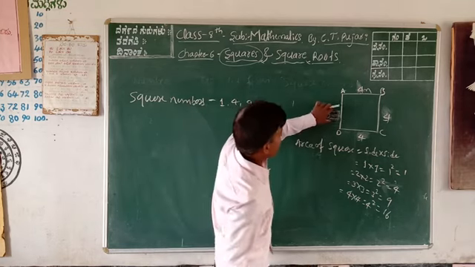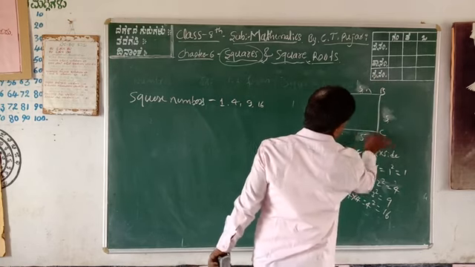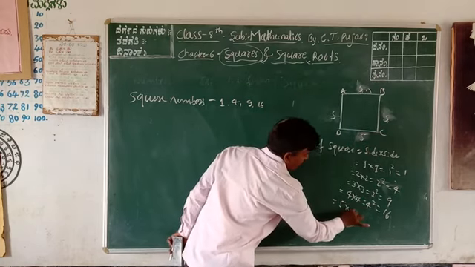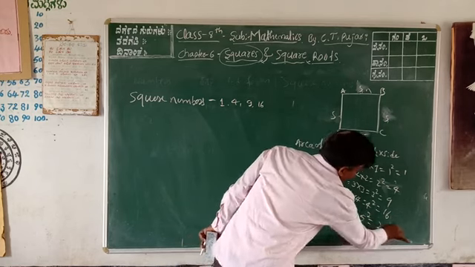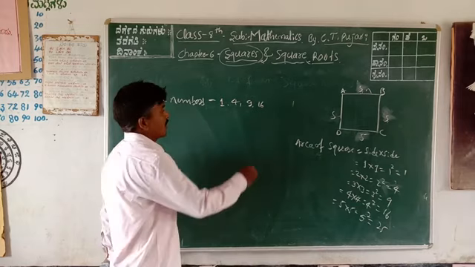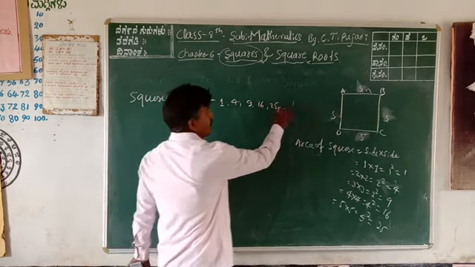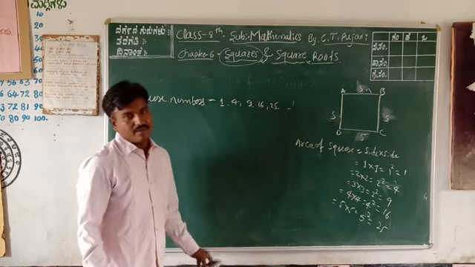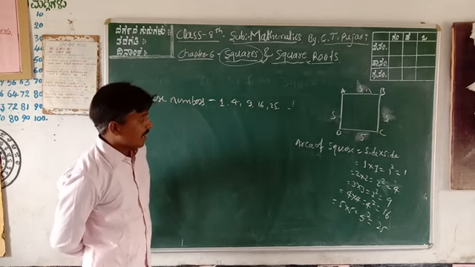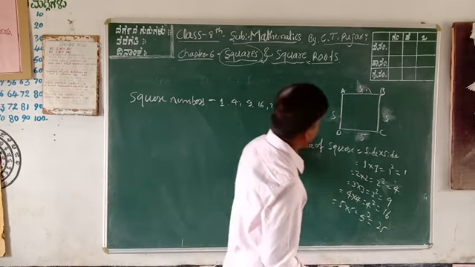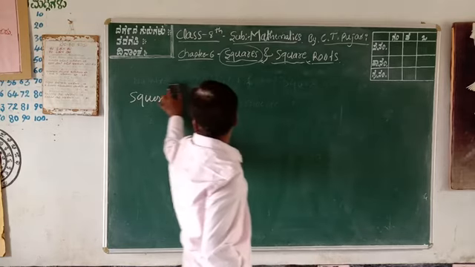Next, the last one, consider 5. The area is 5 into 5, which is 5 raised to 2, equal to 25. 25 is also a square. These are all square numbers, obtained from the diagram of a square. Next, you can study square numbers one by one.